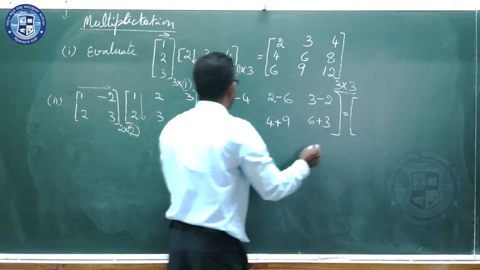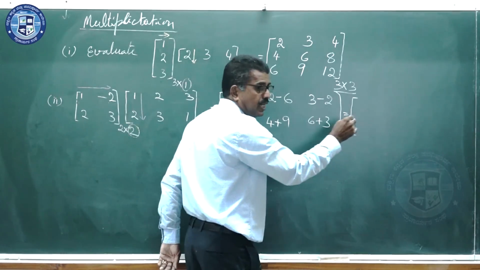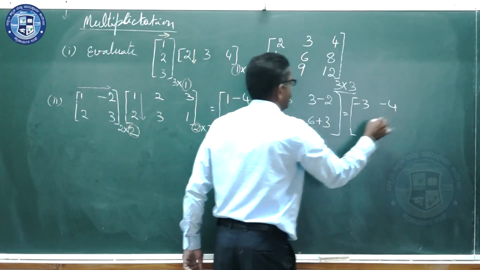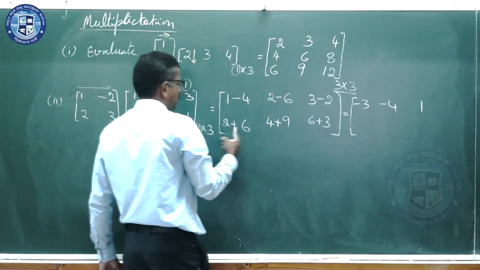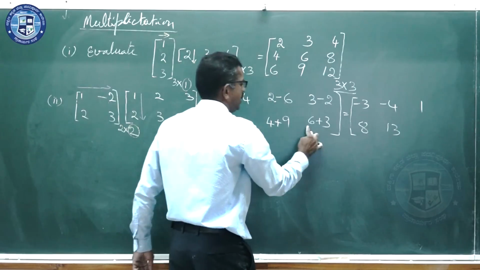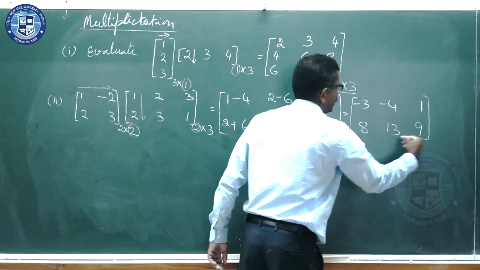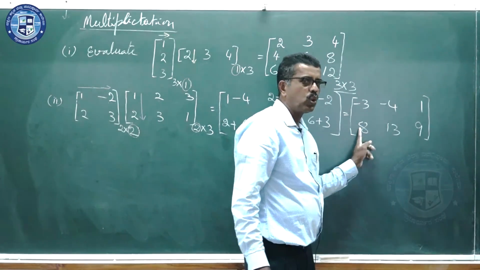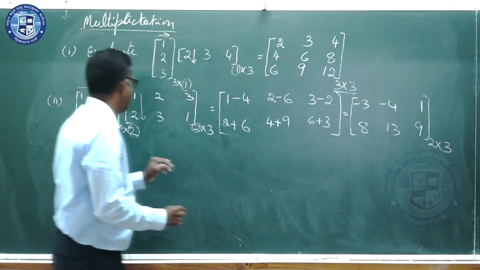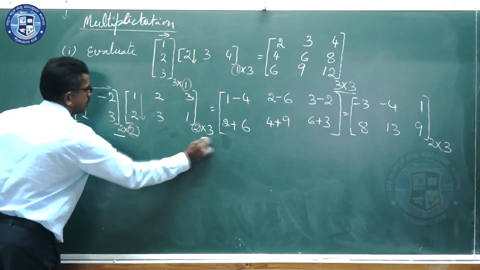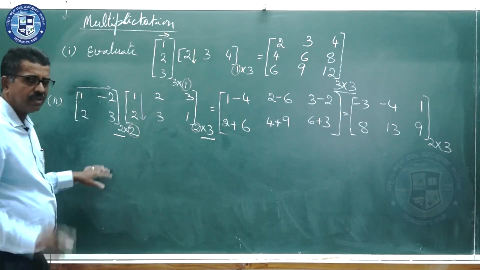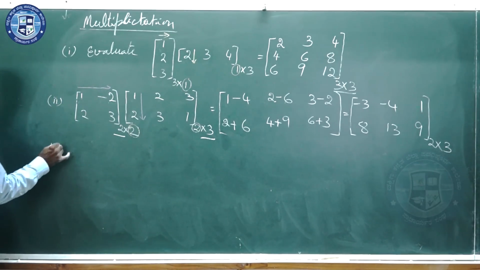What is the resultant matrix? 1 minus 4, it is minus 3. 2 minus 6, it is minus 4. And this will be 1. We have here 8, here 13, and here 9. Now just identify the order of this matrix. There are 2 rows and 3 columns. Just verify here. Resultant matrix is of order 2 cross 3. Is it very clear? Next, I'll take another example here.